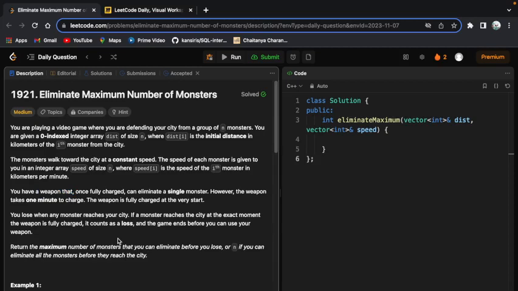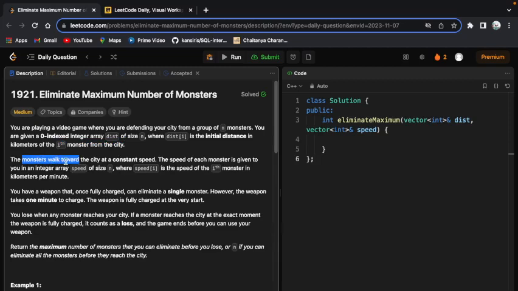Hi everyone, let's solve today's daily challenge, that is Eliminate Maximum Number of Monsters. In this question, it is said that you are playing a video game, where you're defending your city from a group of n monsters. An array dist of size n is given to you, and dist[i] is the initial distance in kilometers of the ith monster from the city.